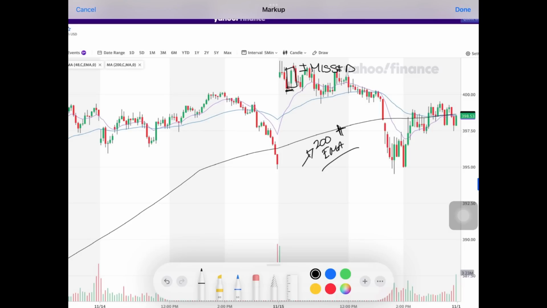Okay, this line right here is your 48, and this line right here is your 13. I like to use those, and when the 13 crosses the 48, you normally get this strong move down right here. Okay, you get this strong move down.